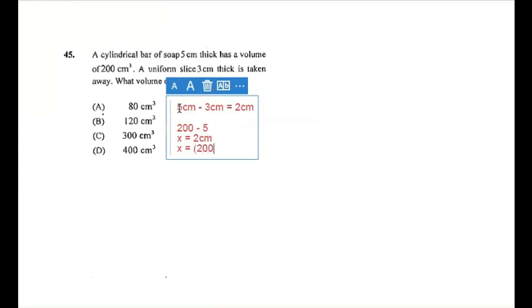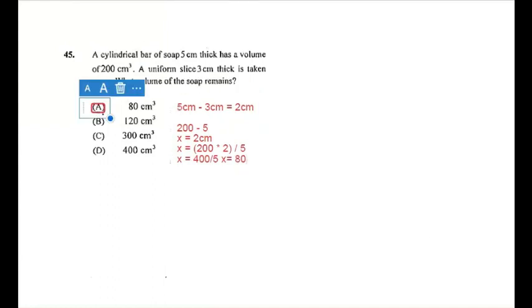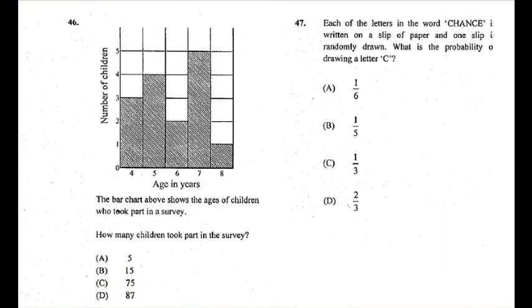So what we're trying to do is make x the subject of the formula by cross multiplying. So it becomes 200 multiplied by 2, and all of that is divided by 5. So x is equal to 400 divided by 5. So x is equal to 80 centimeter cube, and that is our answer. So 45 is A. So 46, the bar chart above shows the ages of children who took part in a survey.